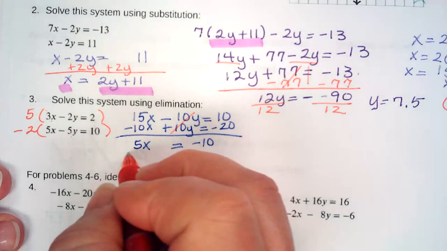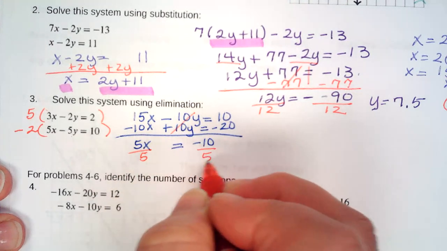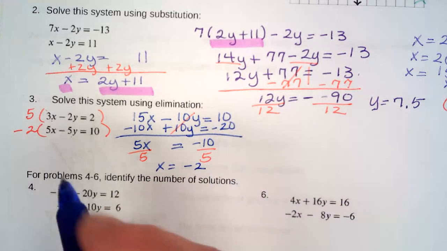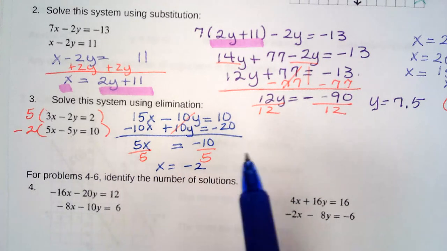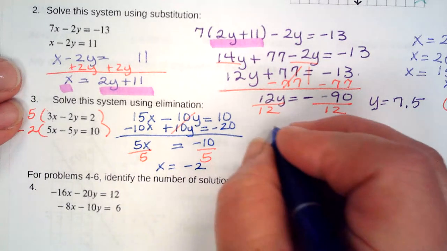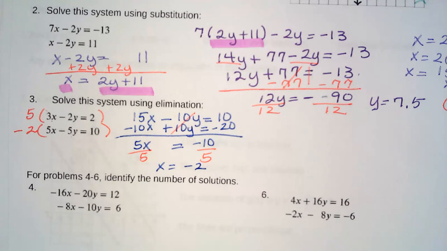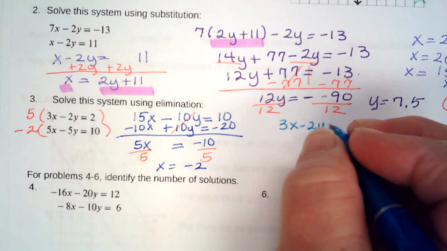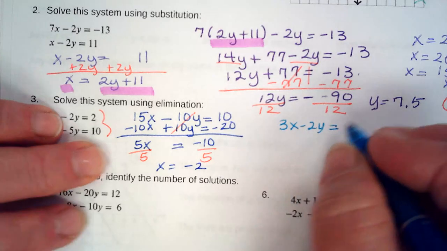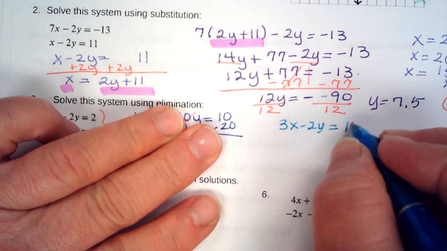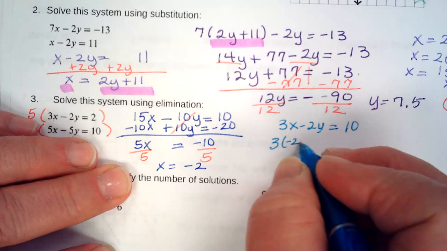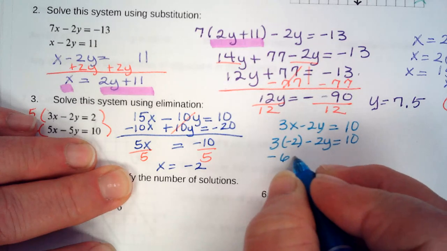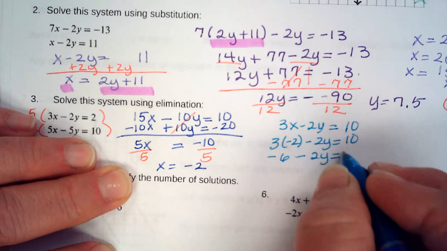Divide by 5 on both sides. And x is equal to negative 2. So do I want to use the first one or the second one? I don't know, I don't care. Let's do the 3x minus 2y is equal to 10. 3 times negative 2 minus 2y is equal to 10. Negative 6 minus 2y is equal to 10.